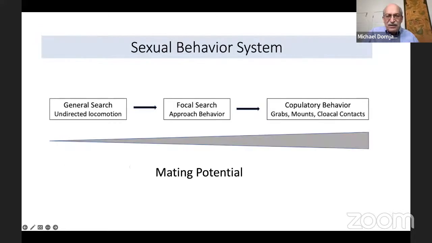So let's move on to the sexual behavior system. I've conceptualized this system kind of parallel to the feeding system, in that if you're interested in sexual activity with a mate, you first have to find such a mate. So there's a general search mode, followed by a focal search mode. And once you actually do find the mate, then you can engage in courtship and other more intimate sexual responses.